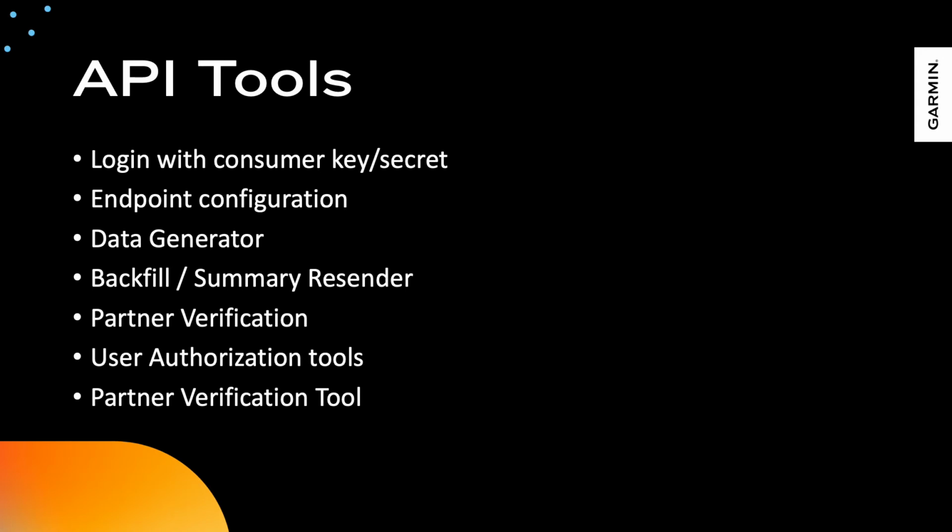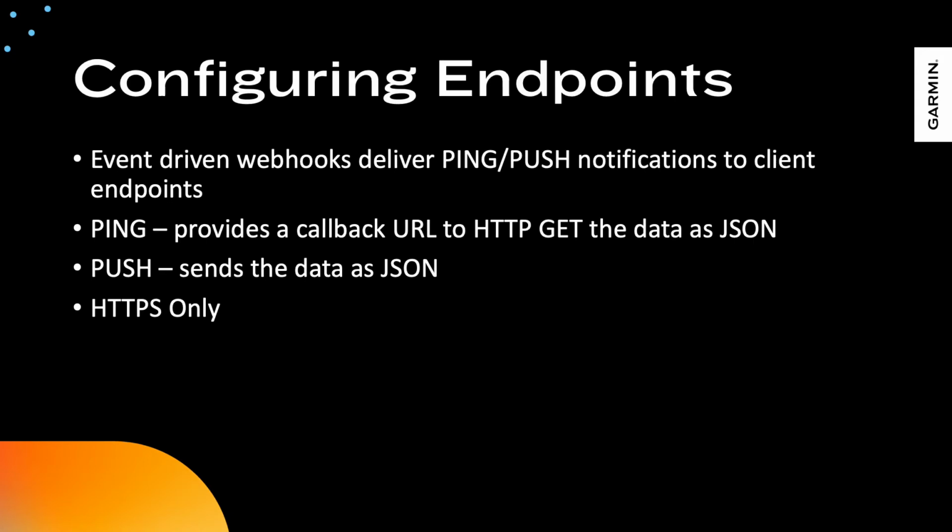To log into the API Tools portal, you will need your consumer key and secret. Endpoints are how the Garmin services communicate with your app. Endpoints are implemented in your backend API client and should be configured to accept incoming HTTP post requests. In the API Tools under the Endpoint Configuration section is where you provide the Garmin services the URLs for sending data to your app. There are 2 ways the data can be sent to your app.